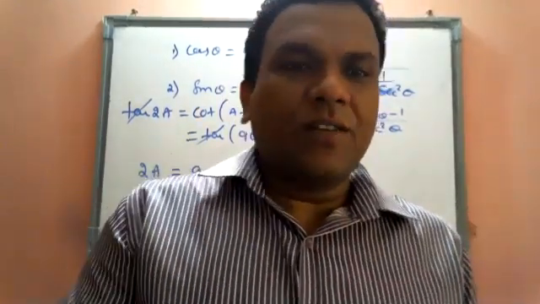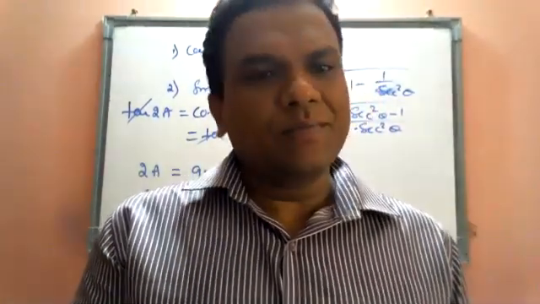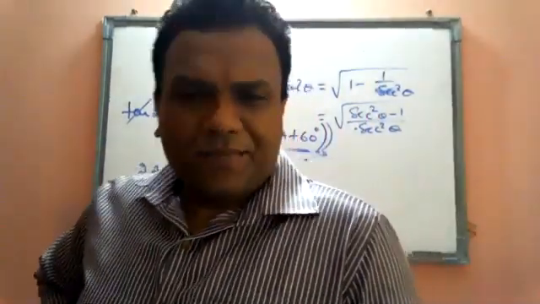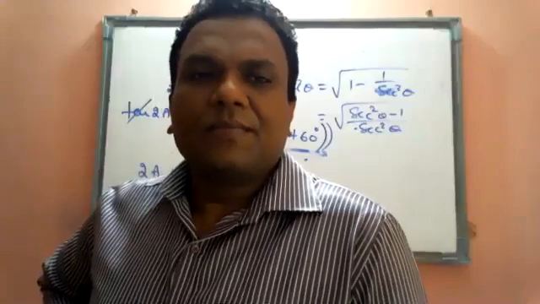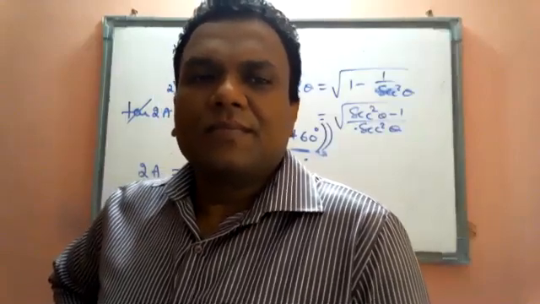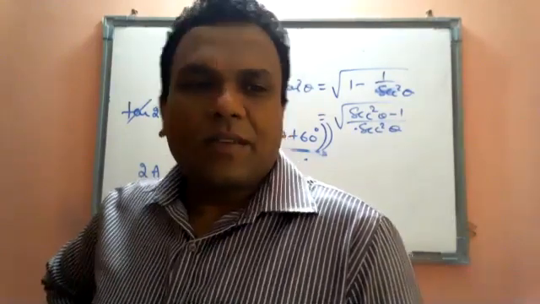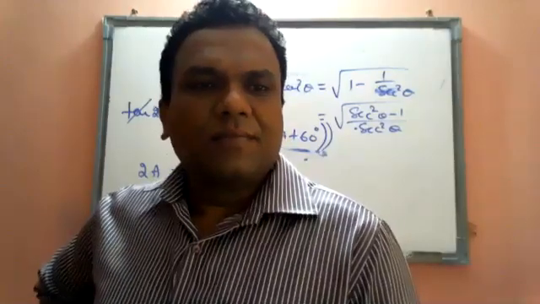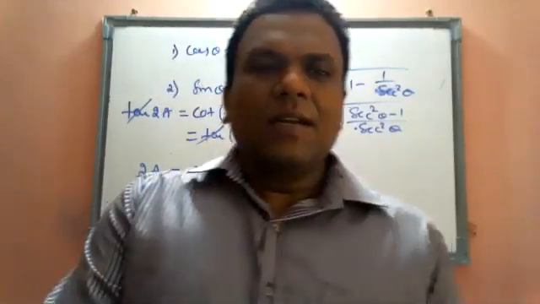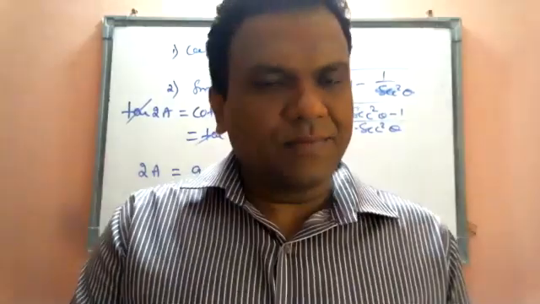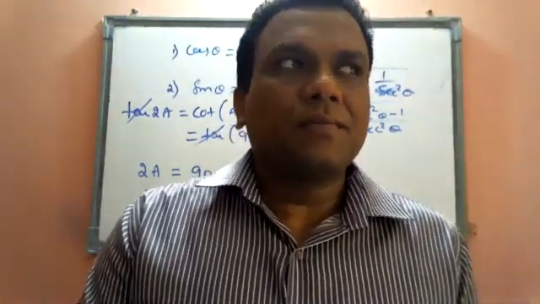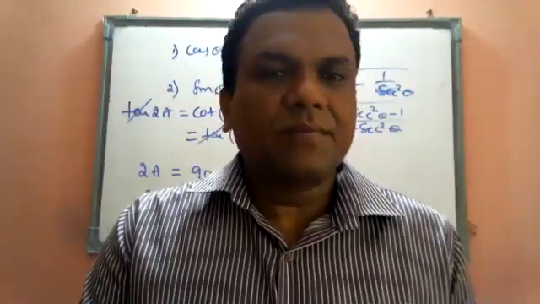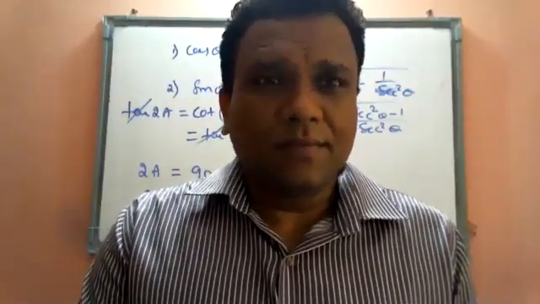Okay, fine. Shifa, unmute. Yes, sir. Yes Shifa, tell me tan of a plus b. Tan of a plus b is equal to tan a plus tan b by 1 minus tan a tan b. Cos of a minus b is equal to cos a cos b plus sin a sin b.